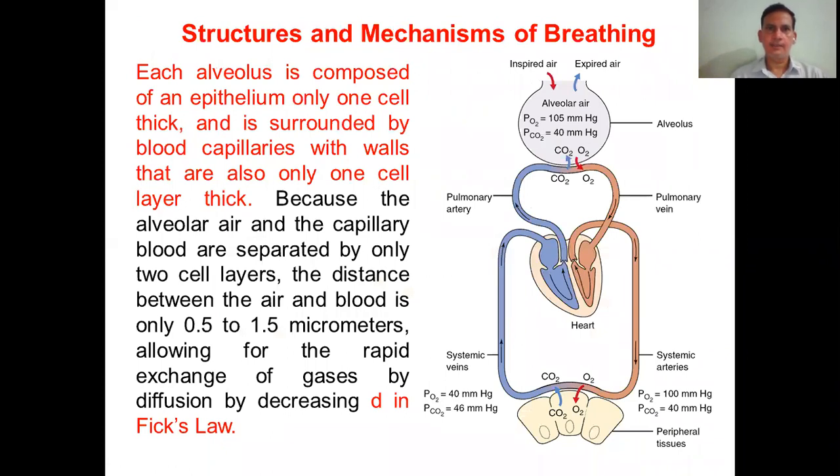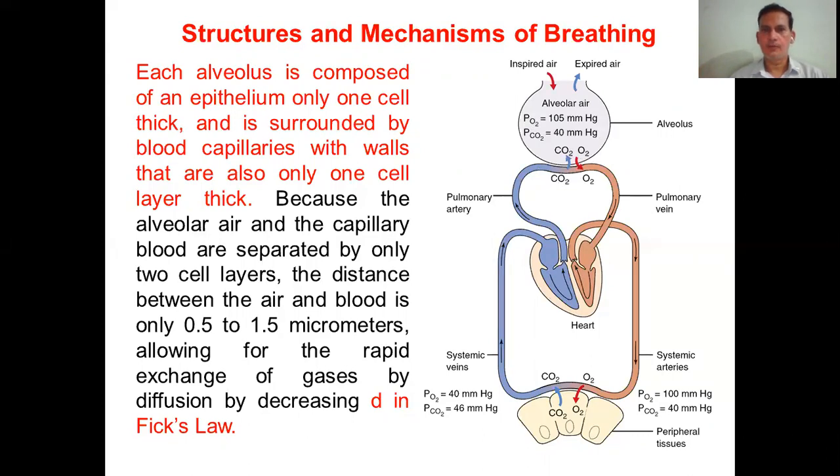Okay, so this is a pictorial representation of the structure and mechanism of breathing. So let's imagine that this is the alveoli. Now in this alveoli, usually this is only one cell thick. So the thickness of alveoli as well as the thickness of the fine blood vessels which are close to the alveoli is also one cell thick. Now, because of this one cell thickness, the total distance or the total path that the gases need to travel is 0.5 to 1.5 micrometers.